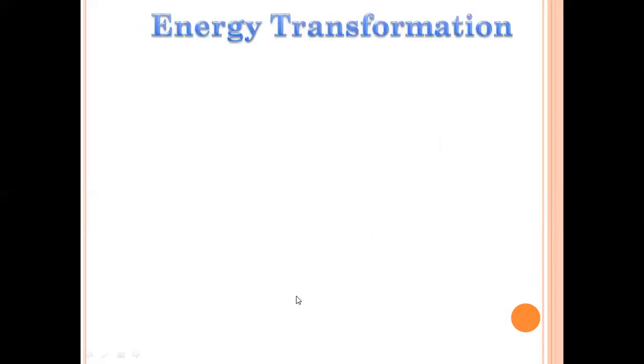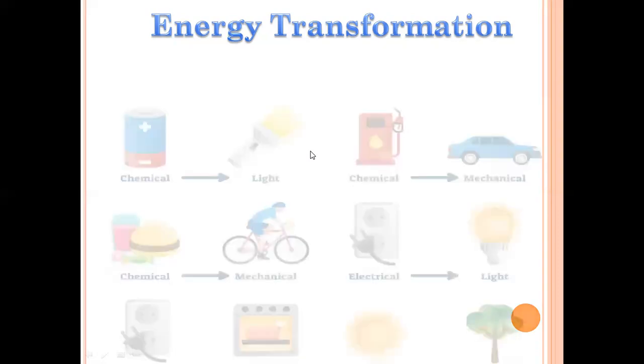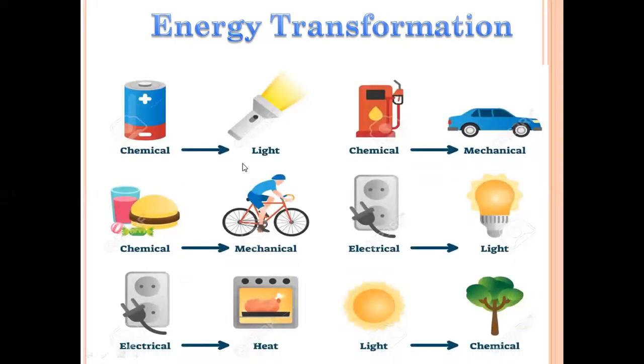Energy transformation. As we have already said, thermodynamics deals with energy transformation and energy interconversion. Here are a few examples in which one form of energy is converted into another. In the first example, the chemical energy of a lead acid battery cell is converted into light energy. In the second example, the chemical energy of fuel is converted into mechanical energy. And these are some other examples in which one form of energy is converted into another form.